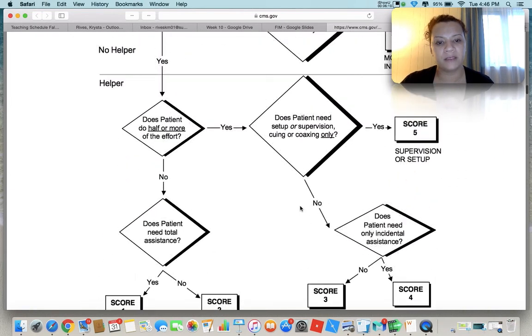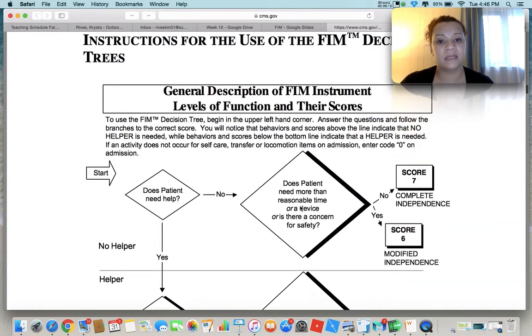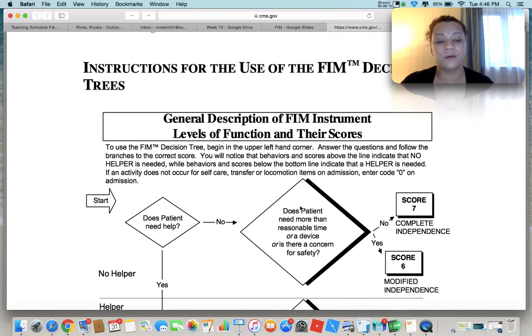So you're going to have access to this. You're going to have a case study and you're going to score the patient that you have on admission and on discharge. So if you have any questions, go ahead and post in the discussion board. Otherwise, I will see you for class.